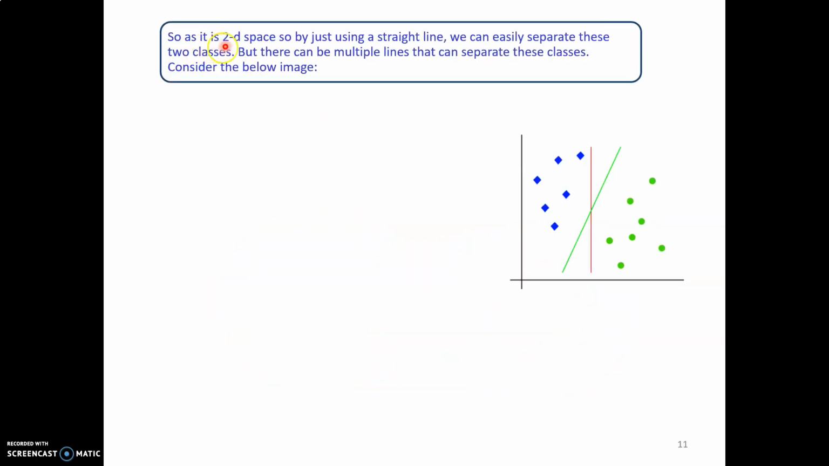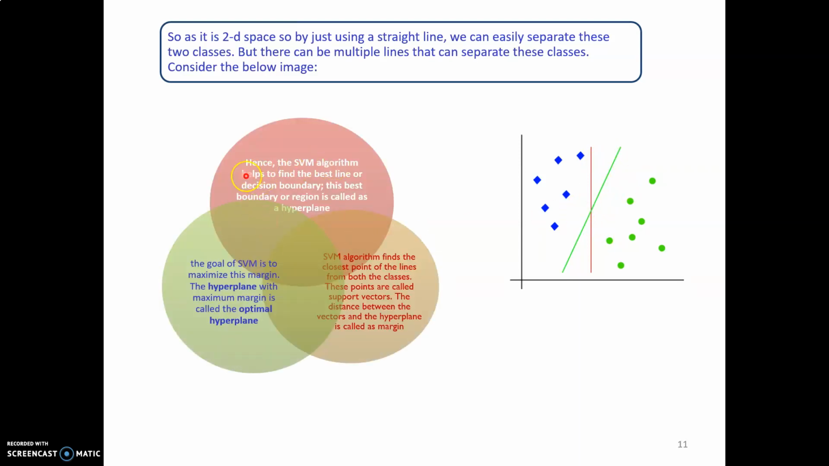Next, as it is two-dimensional space, by just using a straight line we can easily separate these two categories of dataset. But there can be multiple lines that can separate these classes. This is an example of multiple lines used in the SVM. So we have two classes, but we are using two straight lines. Hence, the SVM algorithm helps to find the best line or decision boundary. This best boundary or region is called the hyperplane. The definition of hyperplane was already discussed.